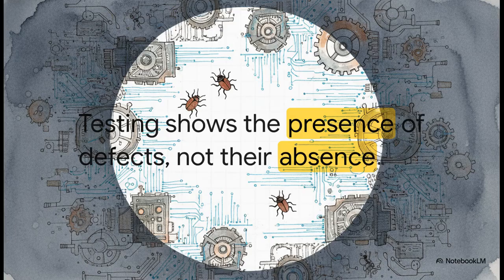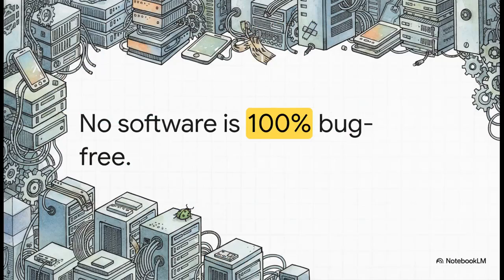Testing can definitely prove that there are bugs in the software. You found it, fixed it, great. But testing can absolutely never prove that a piece of software has zero bugs. A test passing doesn't mean there is no deep, obscure fault hidden inside the code. So the crucial takeaway here is, no software is 100% bug-free, period.